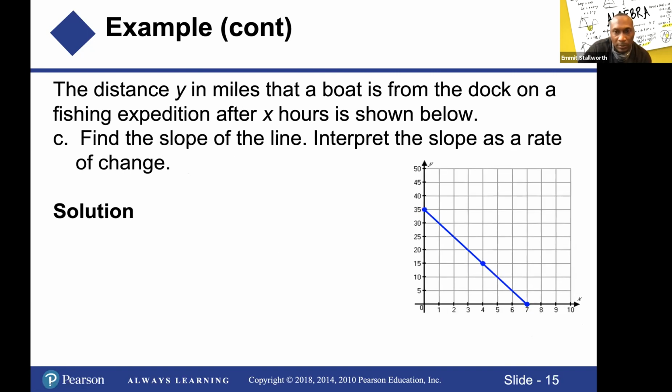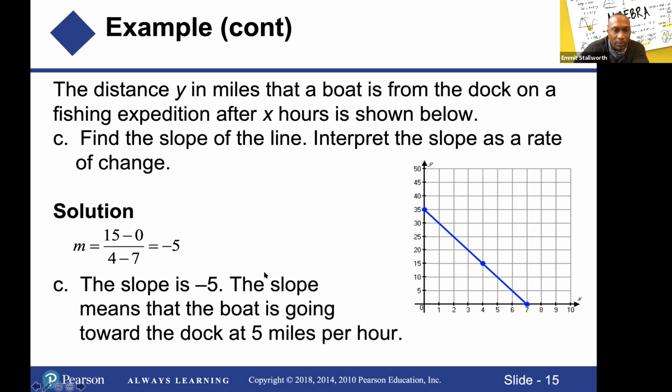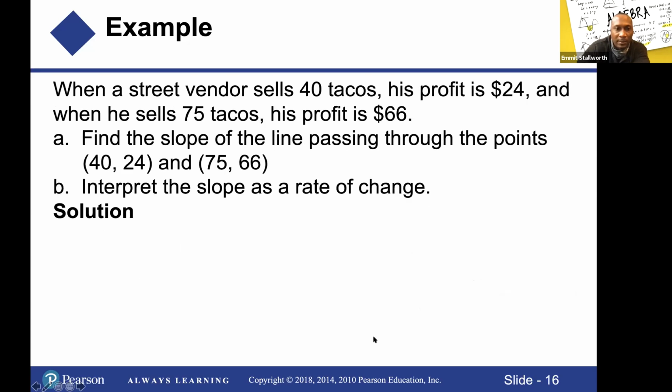So find the slope and interpret the slope as a rate of change. If we took those 2 points, (4, 15) and (7, 0), and plugged them into that formula, we get that the slope is -5. So the slope is -5. The slope means that the boat is going toward the dock at 5 miles per hour. So these are some good things that we can use.